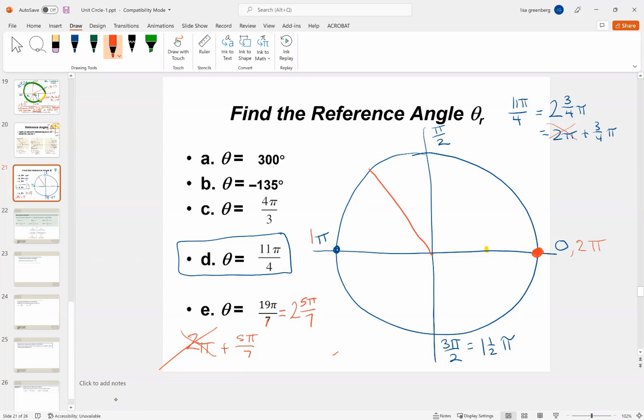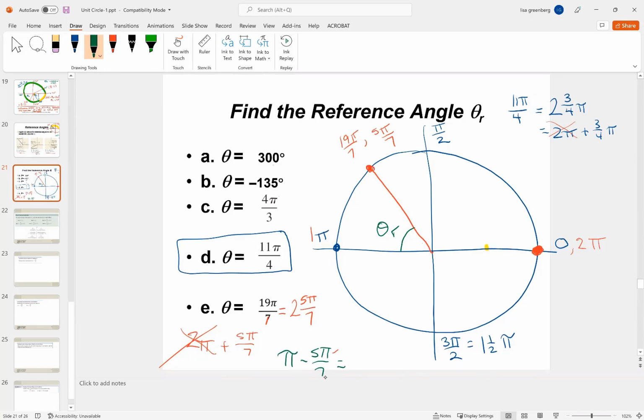So here's my point. This is the same as 19 pi over 7, or I can just say it's 5 pi over 7. A lot easier to work with 5 pi over 7, to tell you the truth. And then I can say, okay, well, that means this is my reference angle. And I want to know what my reference angle is. So how would I find that? It's going to be pi minus 5 pi over 7, which is equal to 2 pi over 7. And that's my reference angle.